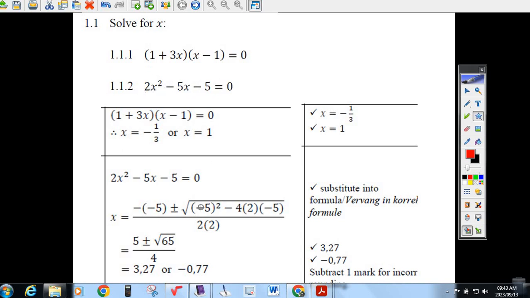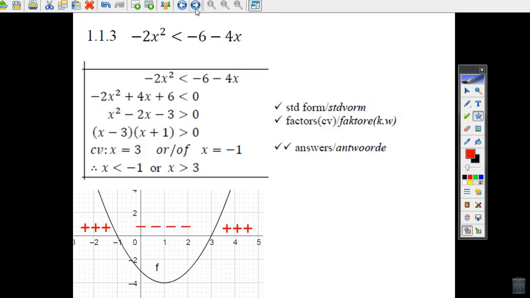Here's a quadratic equation that they gave in the right form. There's a, b, c. You have to substitute it into the formula. You'll get 2 marks here for coming up with the right answers, 3.27 and negative 0.77. But you've got to substitute it into the formula to get the right answer. Okay, or to get all the marks, you'd lose a mark.